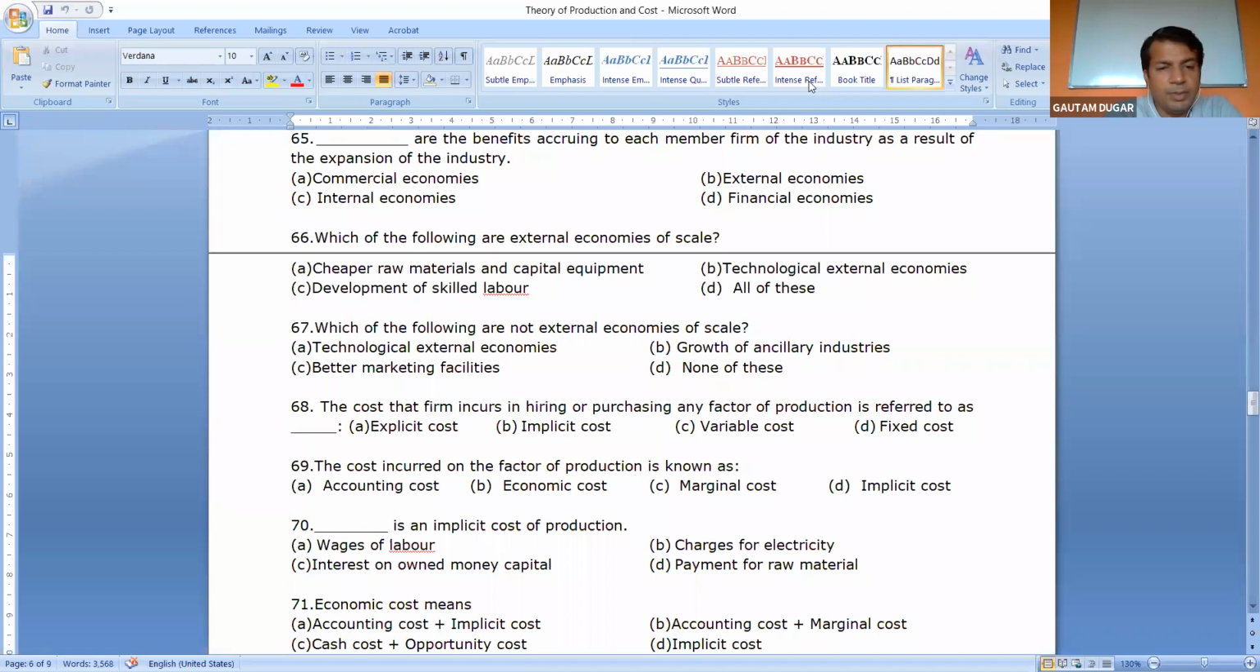So coming to question number 68. Definitely implicit. 68: obviously, that is explicit, that is not implicit. Some people went wrong again.